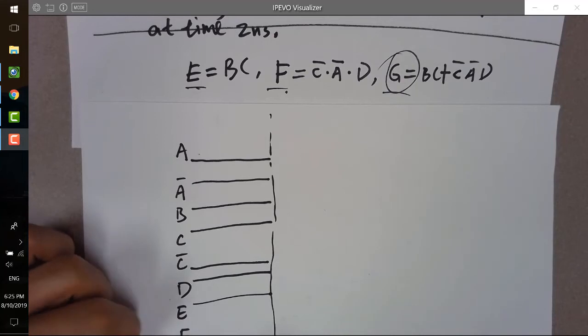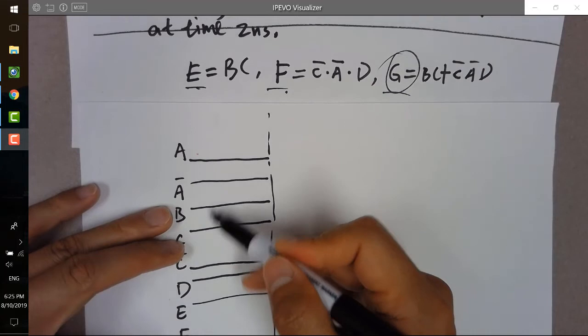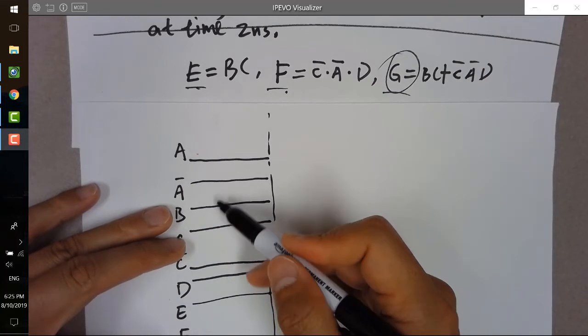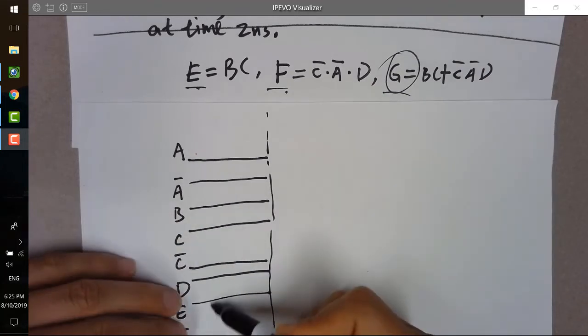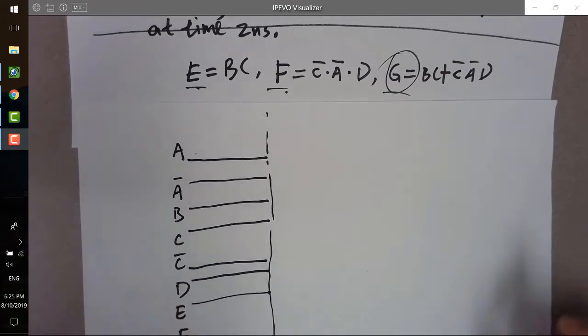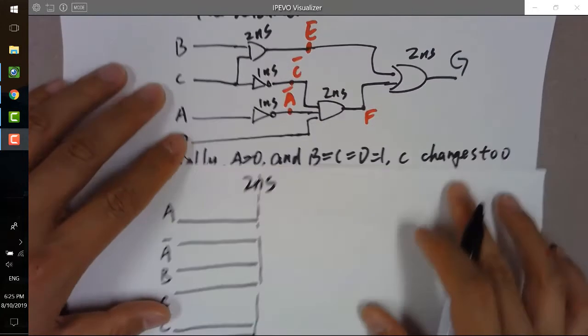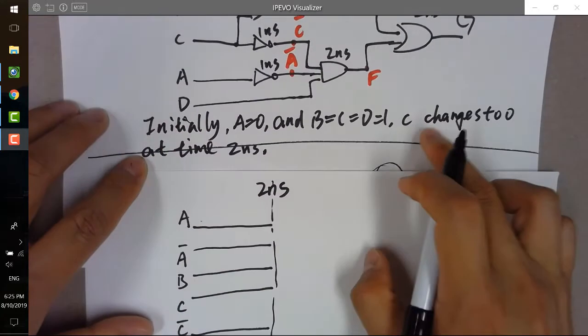Which is F, right? B, C, or F. B, C is 1. So it's actually E or F. So definitely it's going to be 1 for G in the beginning. So for example, here's 2 nanoseconds. At 2 nanoseconds, C changes to 0.